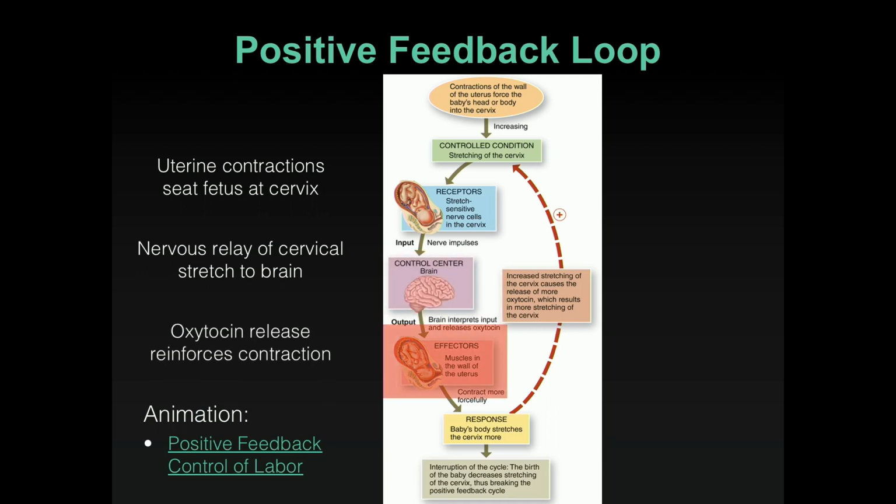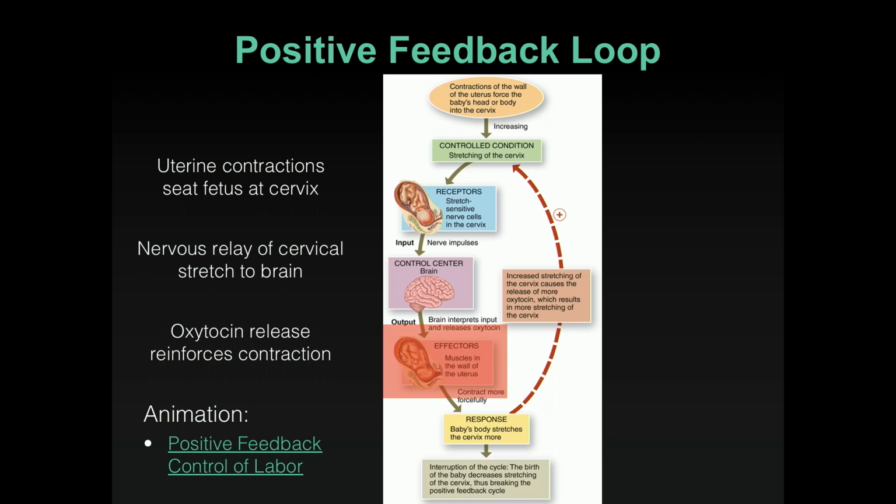The response here is to release hormones, activate the endocrine system, to release a very specific hormone called oxytocin, which travels through the bloodstream to the uterus to engage the muscles of the uterus, to strengthen the uterine contractions, to reinforce that feedback, to create more pressure, to create more stretch, to help give birth to the baby.